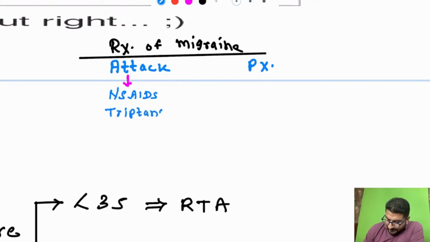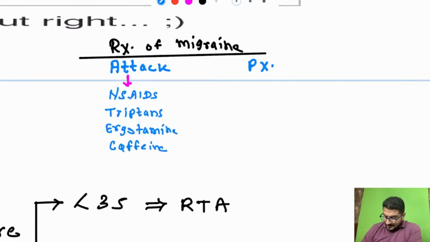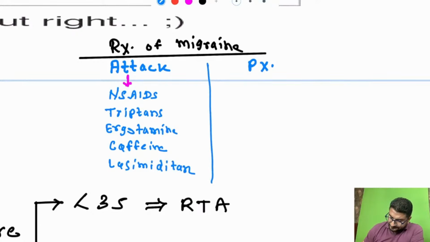If there is no improvement from NSAIDs, then we give triptans. So you can see a tablet of sumatriptan. Then we can use some old drugs. Sometimes there are old medicines; ergotamine is not used as much nowadays. We can use ergotamine, we can use a caffeine tablet, right? And we have a new drug called lasmiditan. So these are the drugs we have for acute attack.